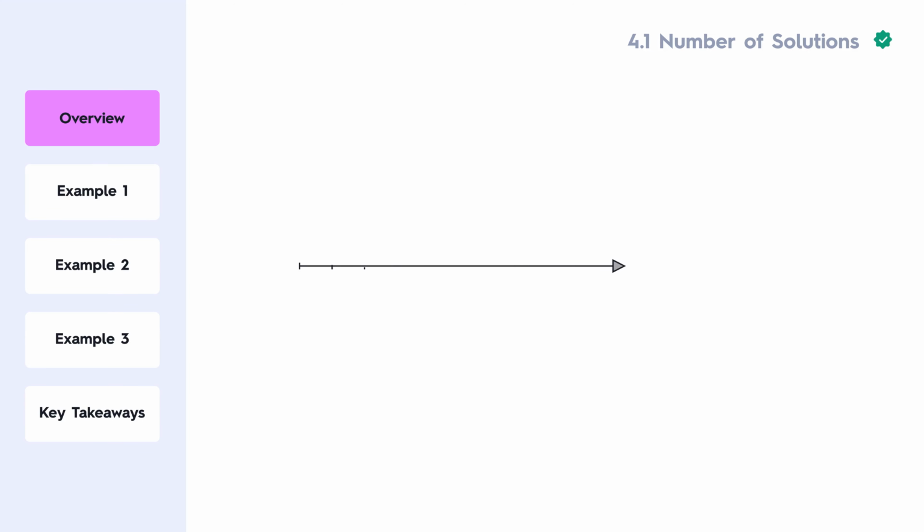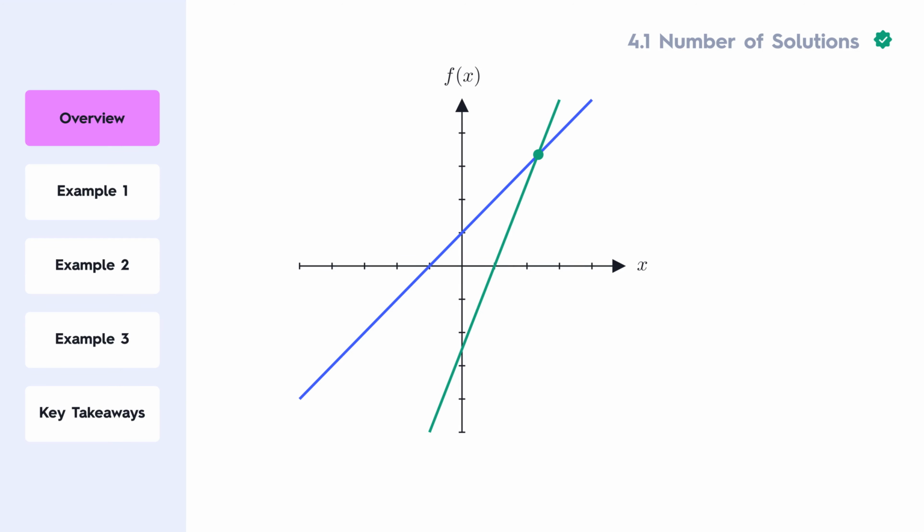Today, we'll explore systems of two linear equations in two variables, specifically how to determine the number of solutions they have. We'll learn how to identify whether two linear equations have one solution, no solution, or infinitely many solutions. By the end of this lesson, you'll know how to quickly spot whether the lines represented by the equations intersect, run parallel, or are identical.